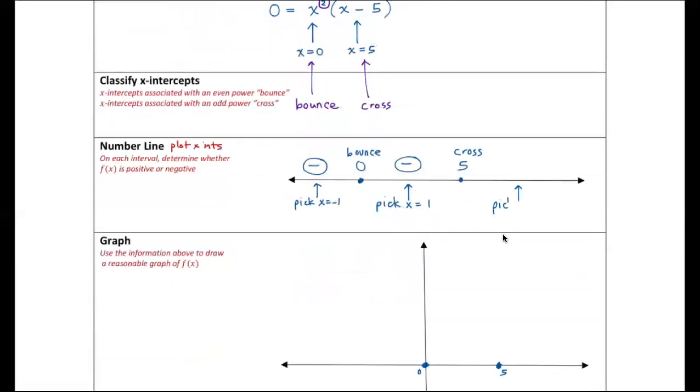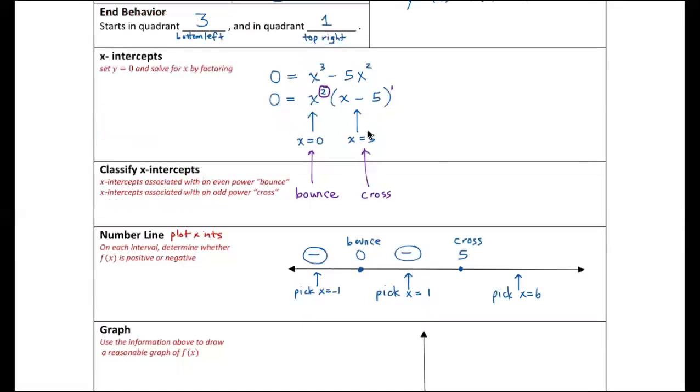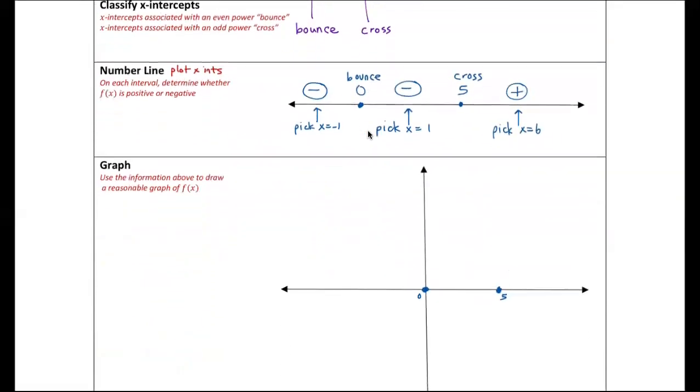So let's go with 6. If I plug in 6 up here, 6 squared is positive. 6 minus 5 gives me a positive. Positive times a positive makes this positive. So that makes sense. So from there, now I can use all of that information to draw this graph. Remember, we said it was negative on the interval between negative infinity and 0. It's going to bounce there at 0. It's going to go back down to negative, and then it's going to come back up through 5, cross, and become positive. So that's a rough sketch of what that graph is going to look like.